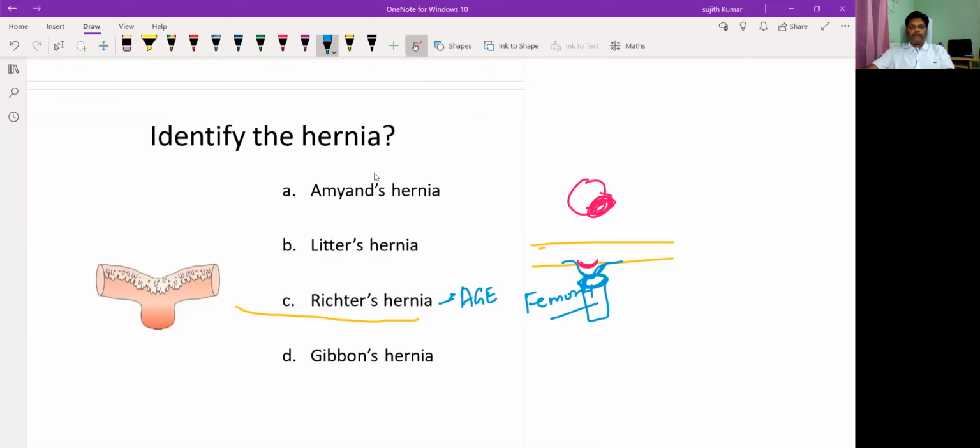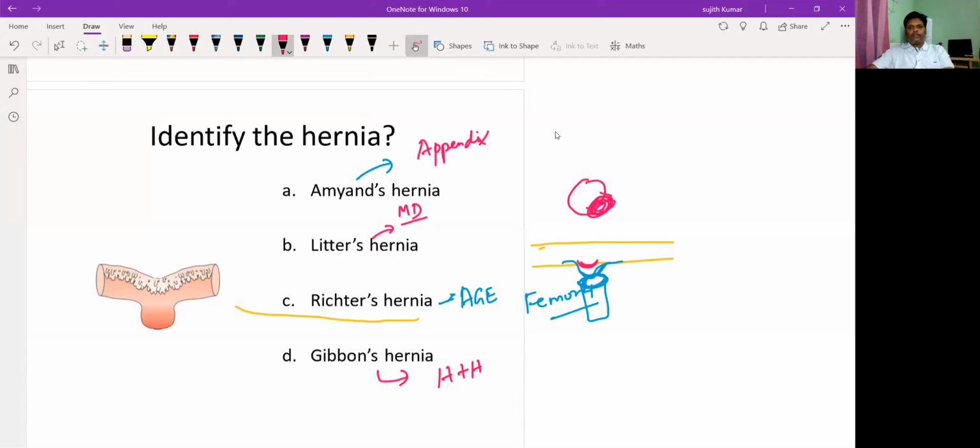Okay, what about the other types of hernia? This is Amyand's hernia, in which, as you all know, the content of the hernial sac will be the appendix. Similarly, in Littre's hernia, the content of the hernia will be Meckel's diverticulum. And what is Gibbon's hernia? Gibbon's hernia is nothing but hernia with hydrocele.